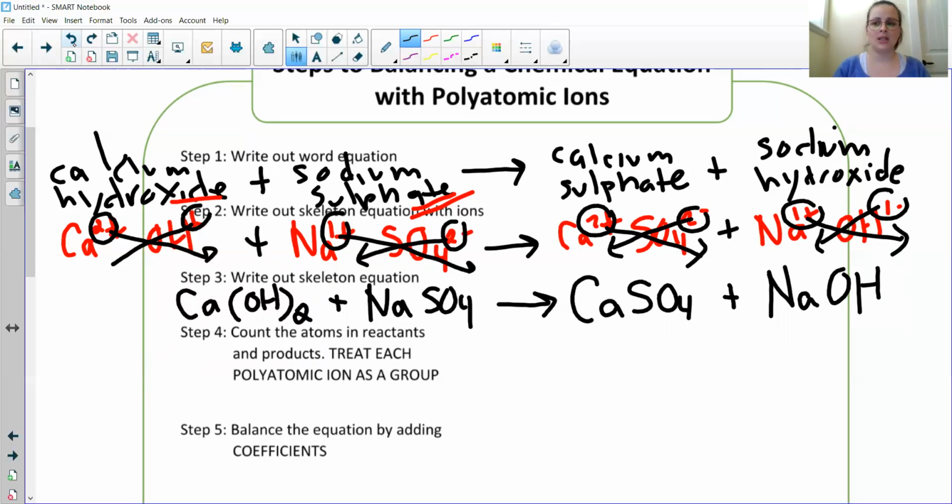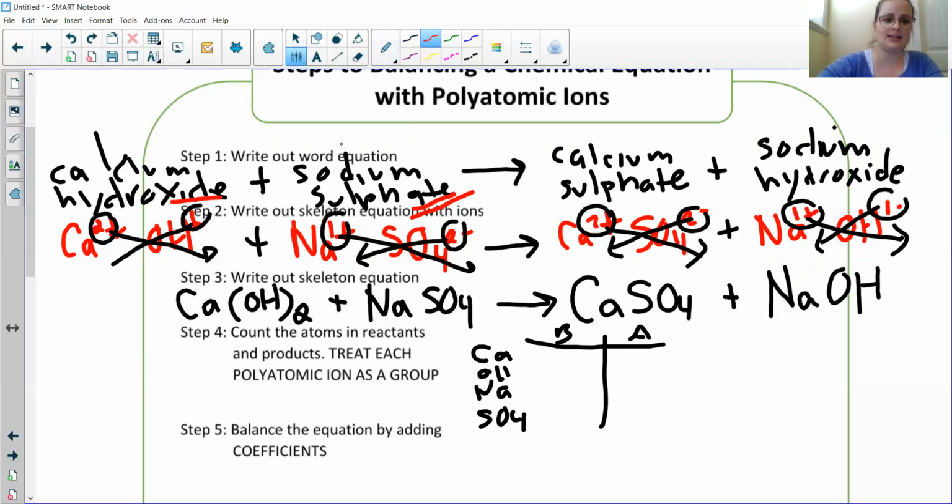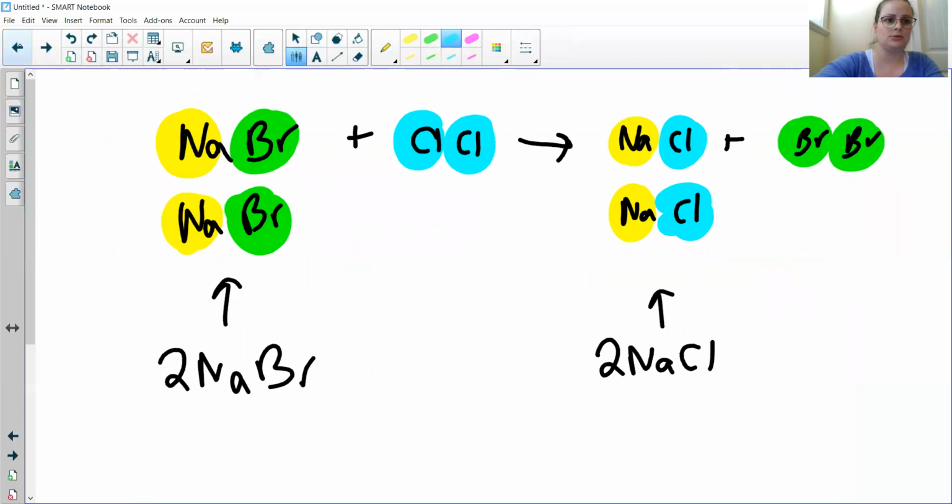Okay. So from here, I'm going to count how many befores and afters I have. And I'm kind of a wee bit lazy. I actually don't do the chart part myself, but it helps some people out. So we're just going to count befores. So how many calciums are there before? There is 1.